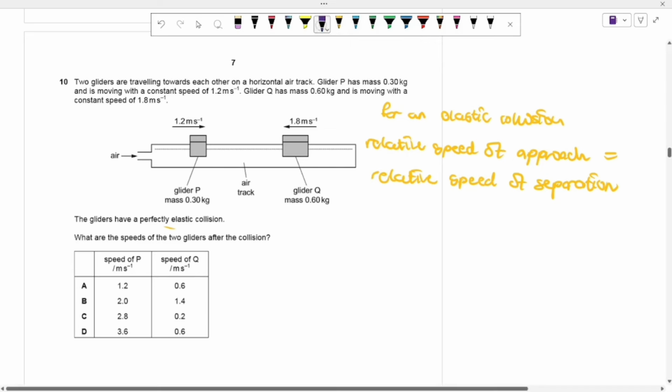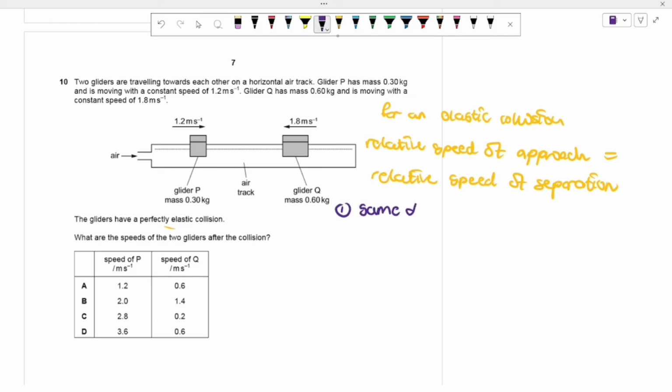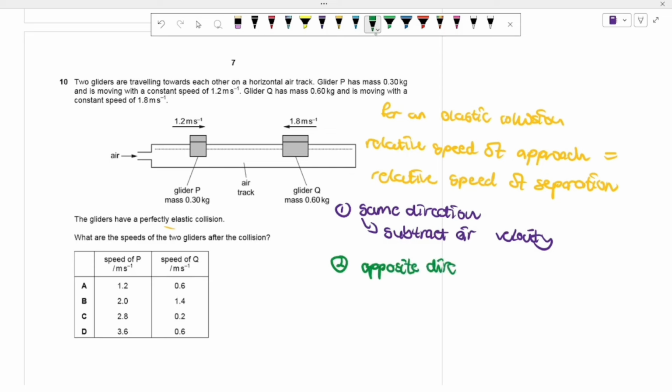This is a very important fact that I need you to know. Number one, if objects move in the same direction, S stands for subtract. You subtract their velocities to get the relative velocity. Number two, if they are moving in opposite directions, you add their velocities to get the resultant velocity. So same direction, you subtract; opposite directions, you add their velocities.